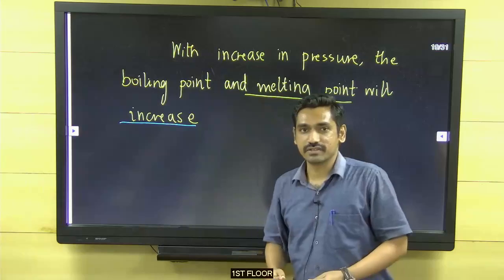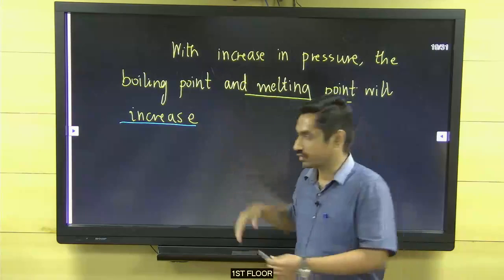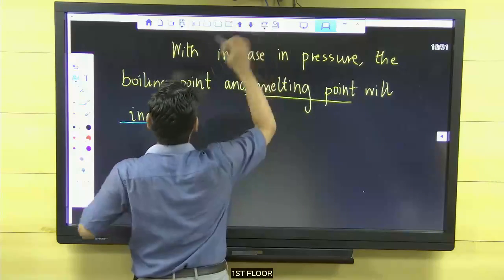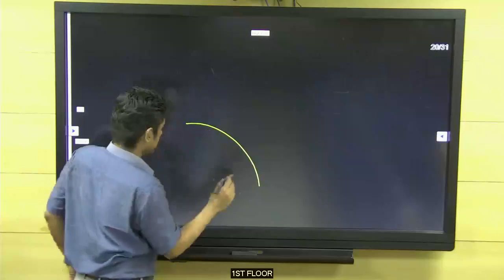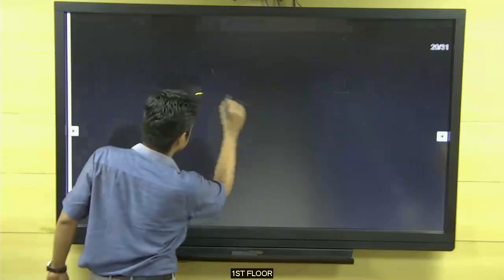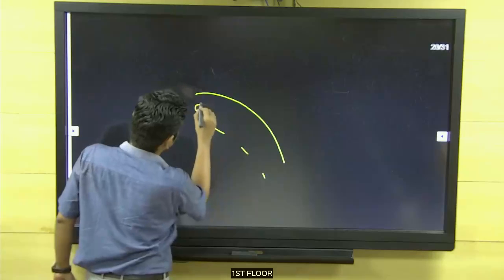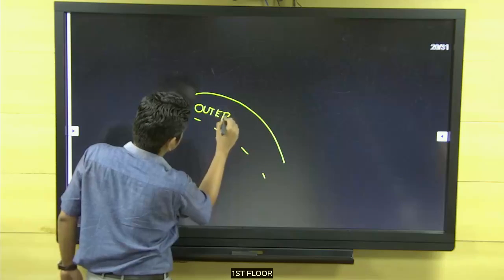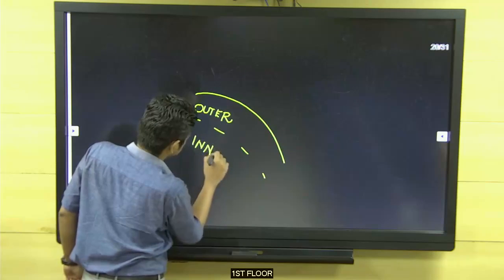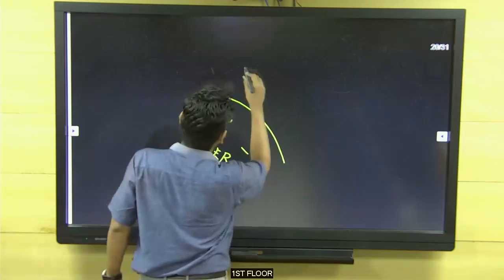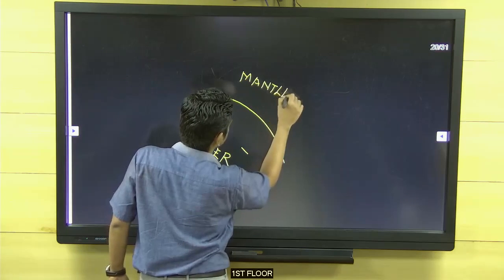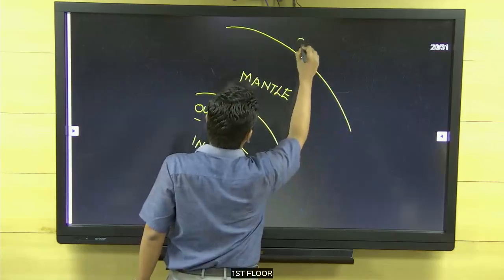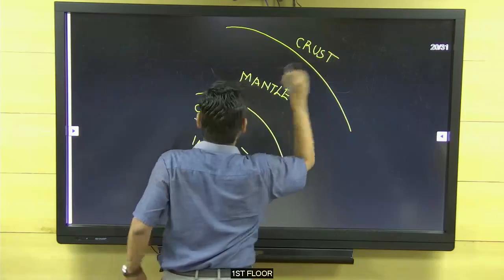How is this actually relevant? See, this is relevant to understand the core structure. Let me take you to the core structure again. See what happens. Core, but there is a difference between interior, outer core, inner core. This is my mantle, this is my crust. Something fundamental here.